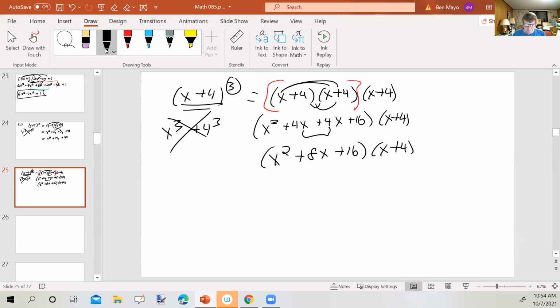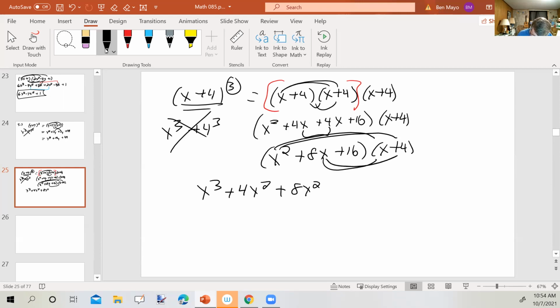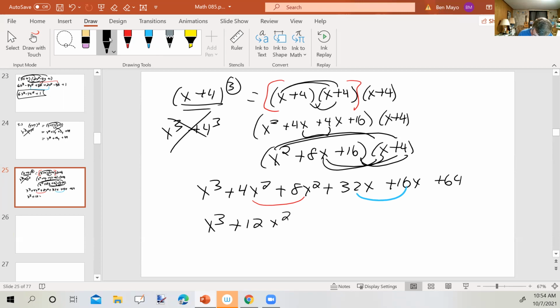And then we're going to take that times that last factor of x plus 4. So now we've got x cubed plus 4x squared plus 8x squared plus 32x plus 16x plus 64. Combining like terms, those go together, those go together. X cubed plus 12x squared plus 48x plus 64.